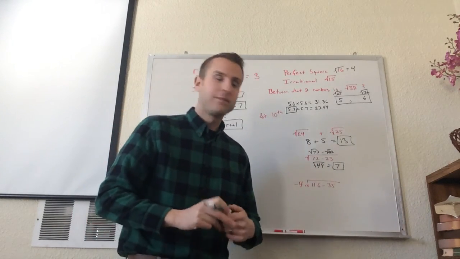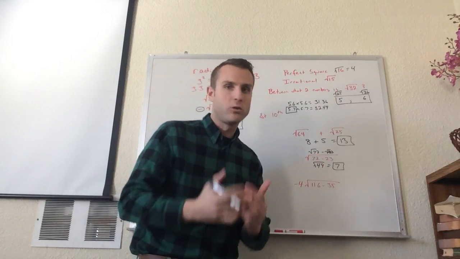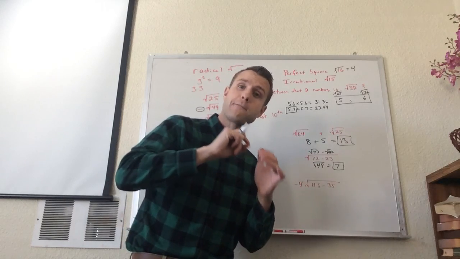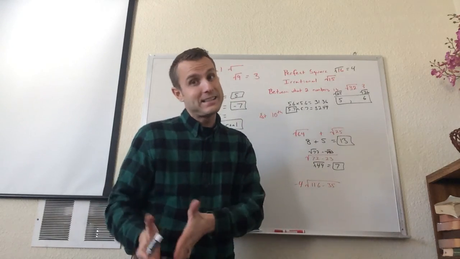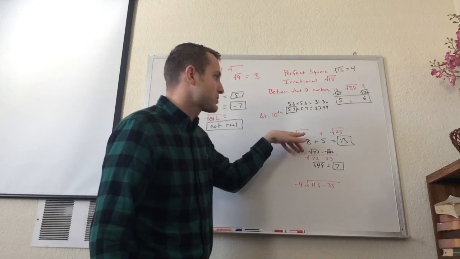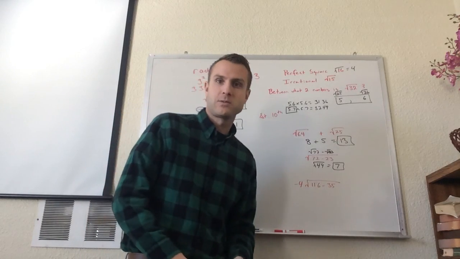Okay? So if there was any addition or subtraction or multiplication, if there's anything inside the square root, always do that first, then take the square root. But if there's nothing inside the square root, then do the square root first before doing addition and subtraction.